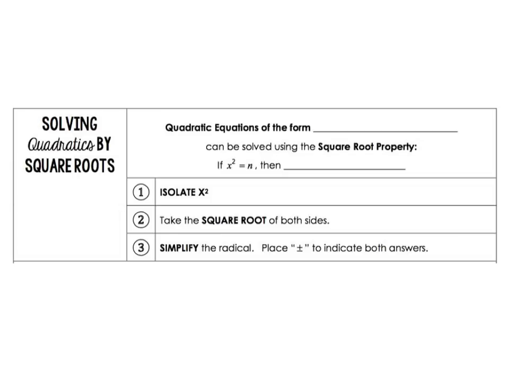Alright, so we can solve quadratic equations by square roots when quadratic equations are in the form ax squared plus c equals 0. So if our quadratic equation is in this form, where we have ax squared plus c equals 0, so we have no bx, then we can use what's called the square root property to solve. So what we would say is if x squared equals n, what we can do is take the square root of both sides, so then we can say that x equals plus or minus the square root of n. Alright, and that would be the square root property.